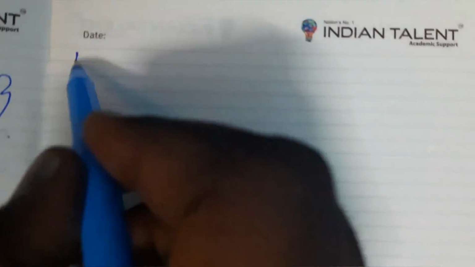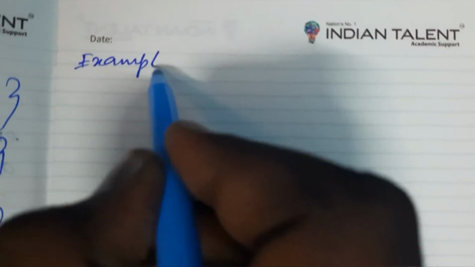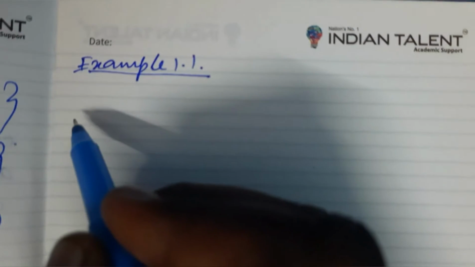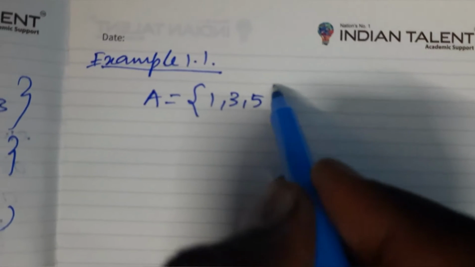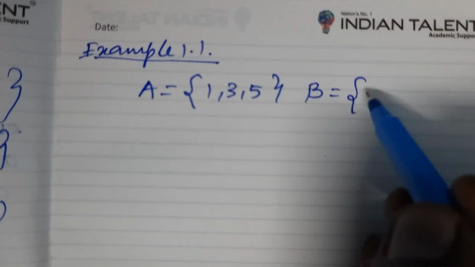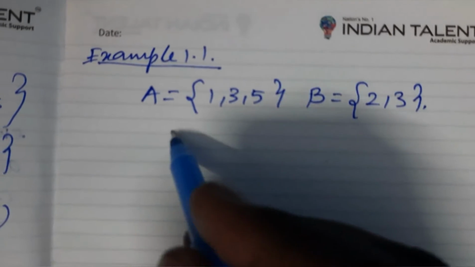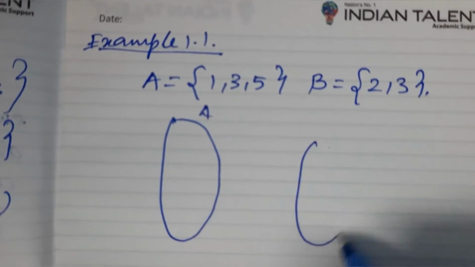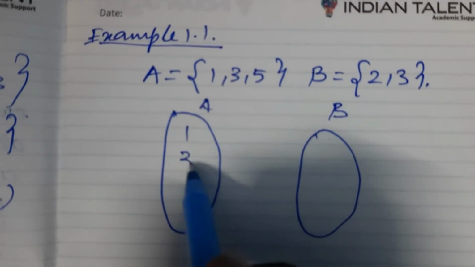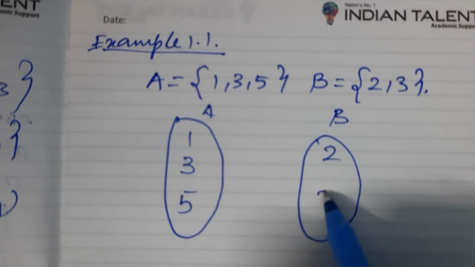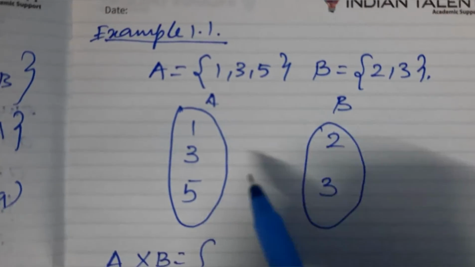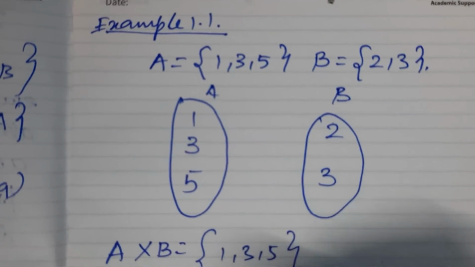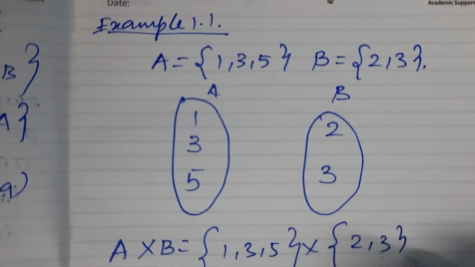Children, next we see example 1.1. The question: they have given set A equal to {1, 3, 5} and set B equal to {2, 3}. They are asking us to find A cross B. How to find it? First, {1, 3, 5} cross {2, 3}.